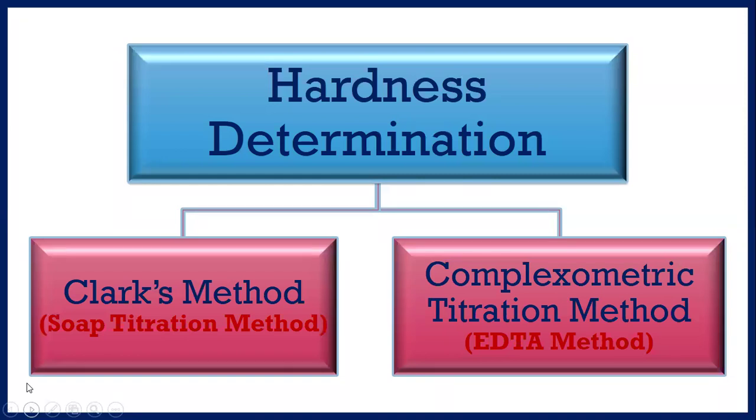As we know earlier, hardness can be determined by two types of methods. One is Clark's method, which is also known as the soap titration method. The second is the complexometric titration method, known as the EDTA method. You can watch details of the Clark method in my other video lecture. The link of that video is given in the description box. In today's lecture, we will discuss the complexometric titration method.